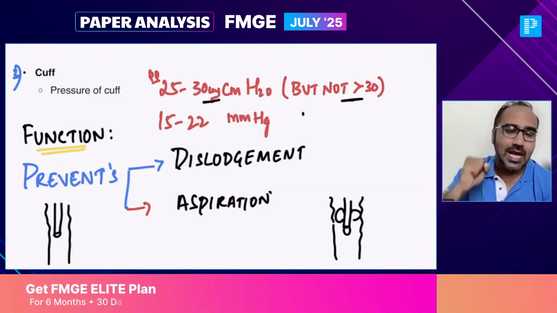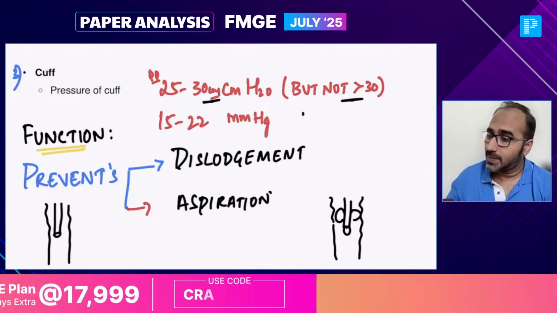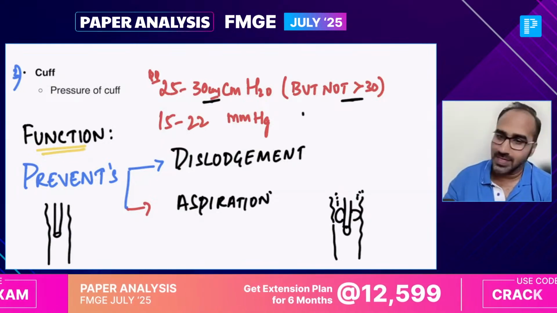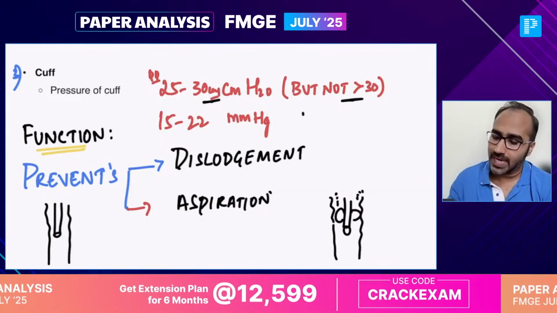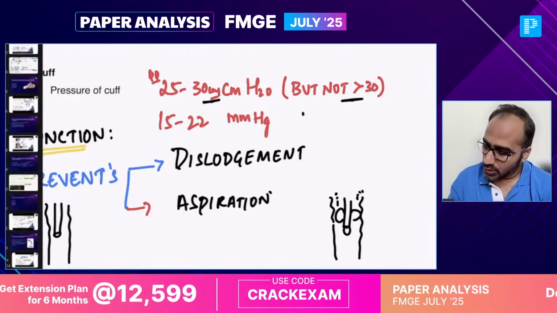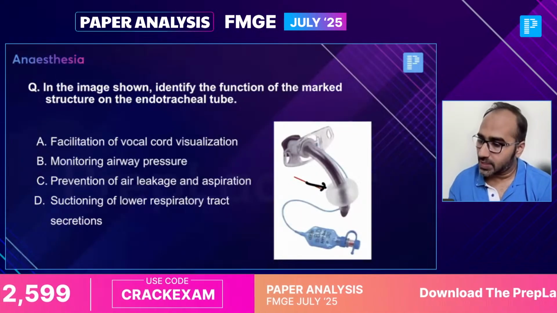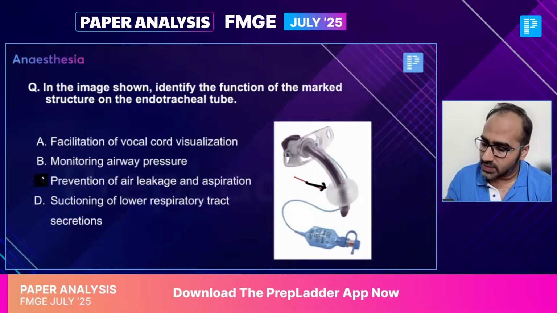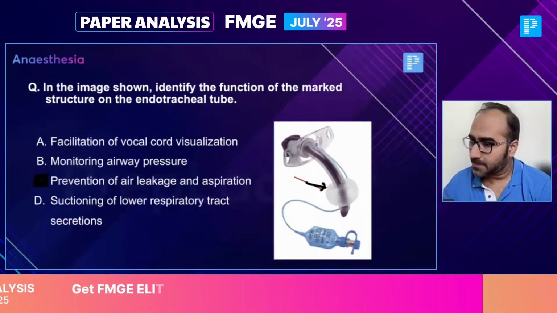It won't be coming out. Okay? It prevents the dislodgement. Apart from that, it prevents aspiration. It prevents aspiration and also leakage of gases. Okay. So you need to remember what is the function of the cuff, guys. Function of the cuff is prevention of leakage of the gases as well as aspiration.